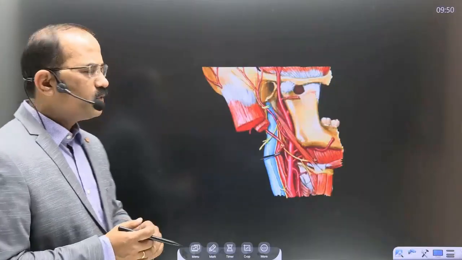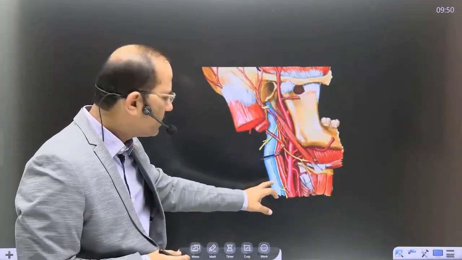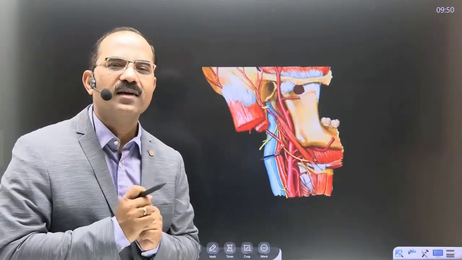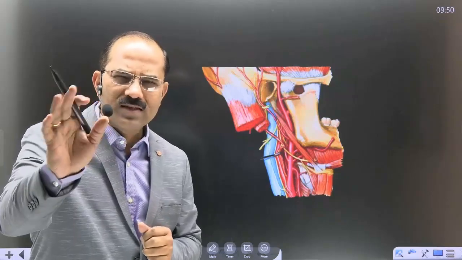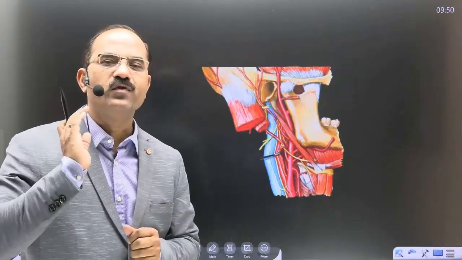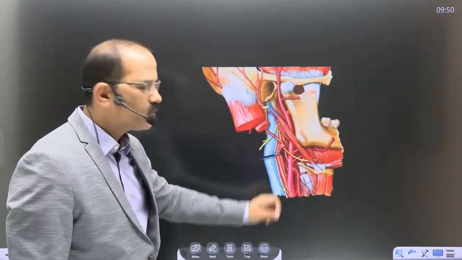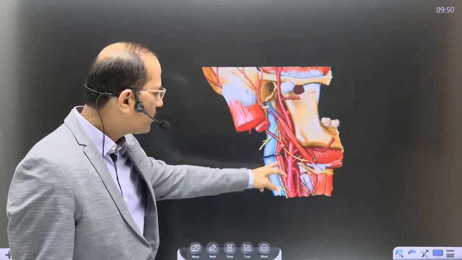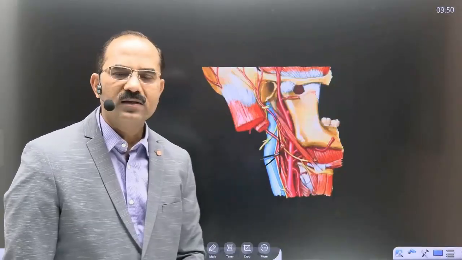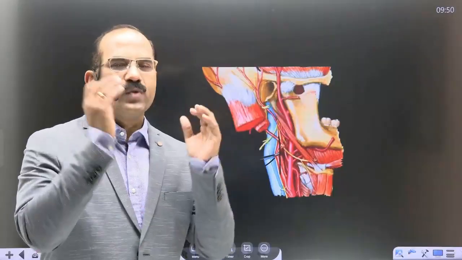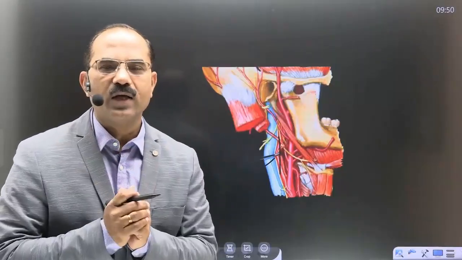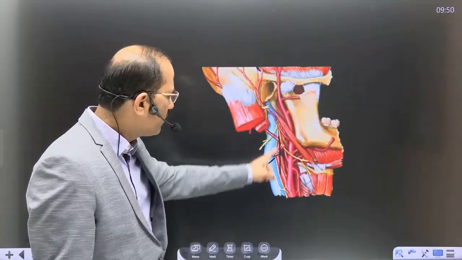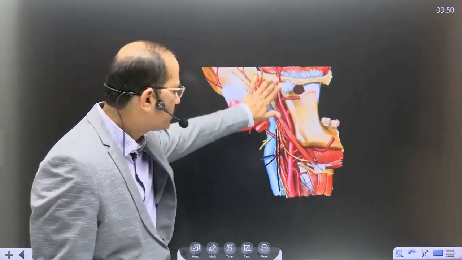Now, can you tell me what is this vein? This is a vein deep in the neck. Not the external jugular, the external jugular is very superficial. This is the internal jugular vein. Along with the internal jugular vein, there's an artery here. What's this artery? The internal carotid artery. Along with them is a nerve here. What's this nerve with them? That's the vagus nerve.